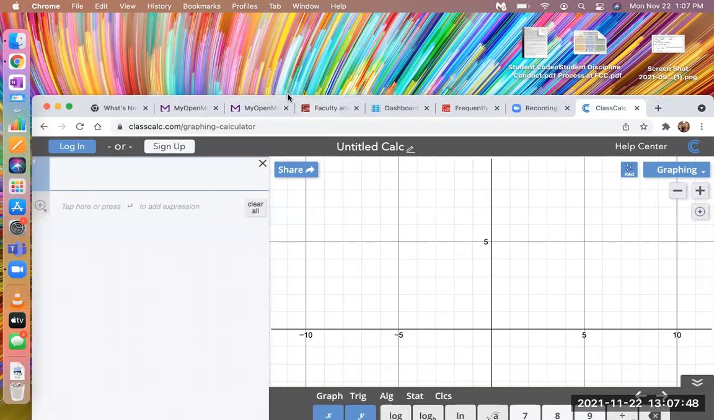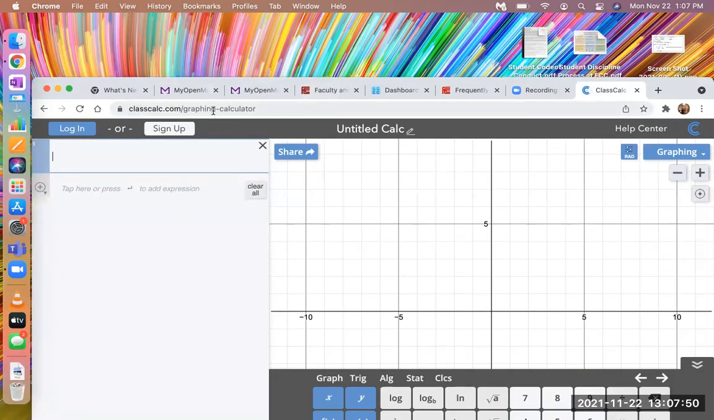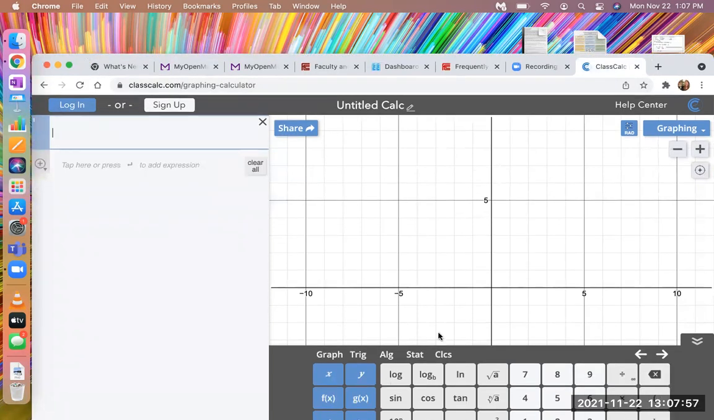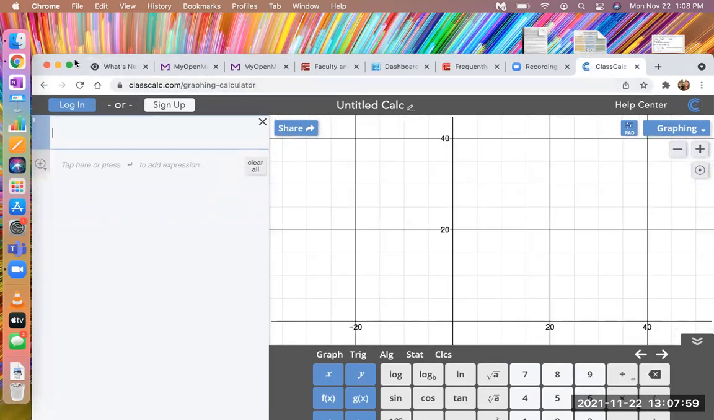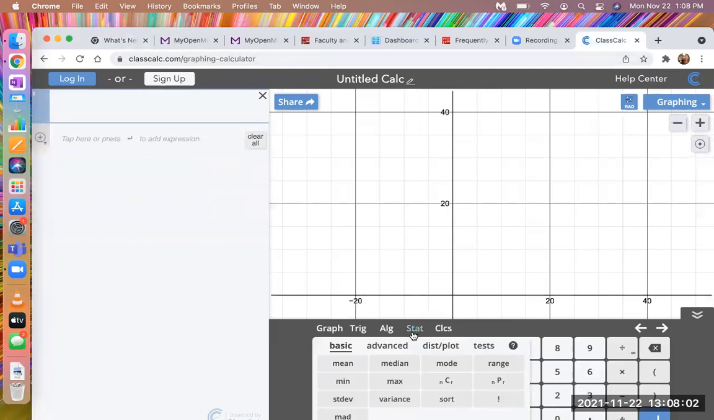With Class Calc, I just Googled it and used this website, and it takes you to the graphing calculator. I go to stats, then advanced, then LIN/reg, so that's linear regression. Don't confuse that with the others, like LG regression, that are kind of similar, because it's not going to get you the right answer.